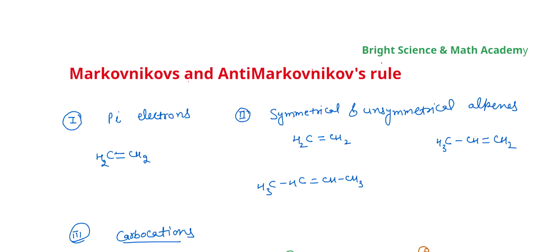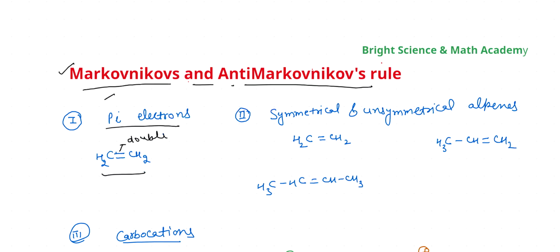Markovnikov's and Anti-Markovnikov's rule. To understand the concept of Markovnikov's and Anti-Markovnikov's rule, we need to learn some basic concepts, such as pi electrons. Look at this alkene, it contains one double bond, and this double bond is comprised of pi electrons. We all know that these pi electrons are loosely bound to each other.